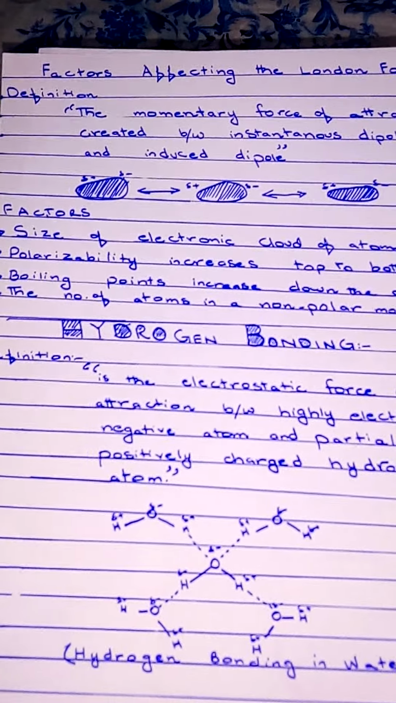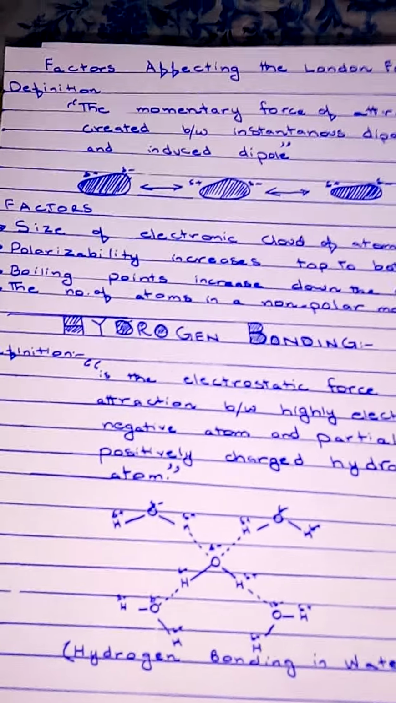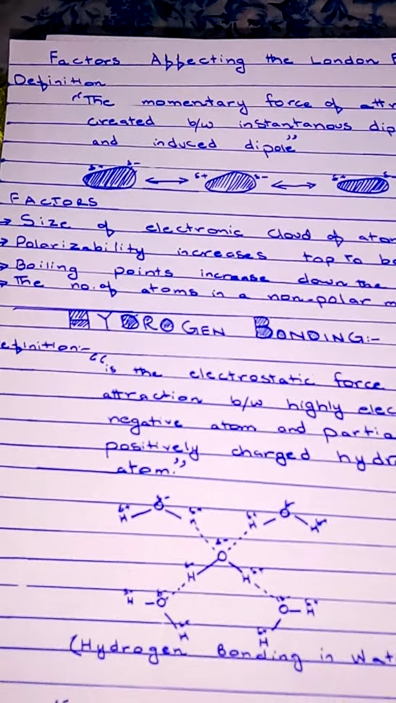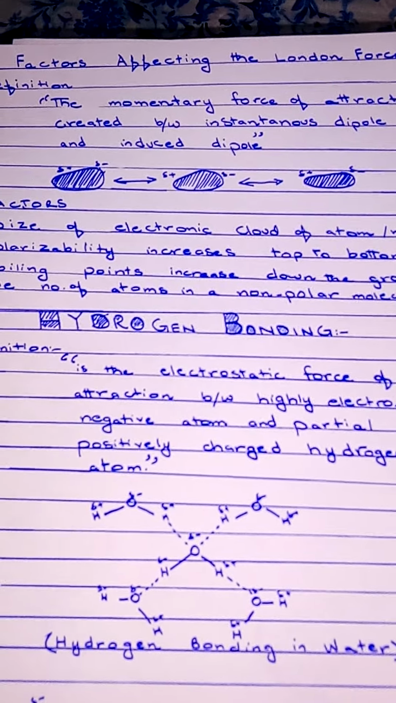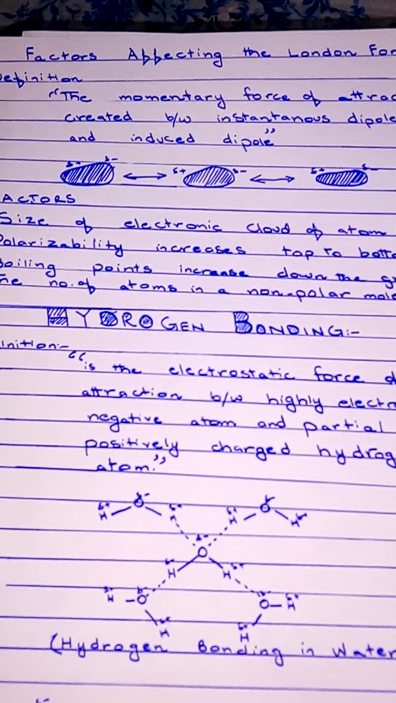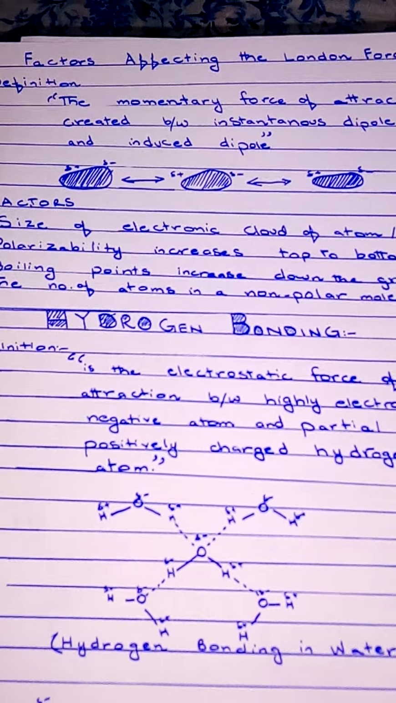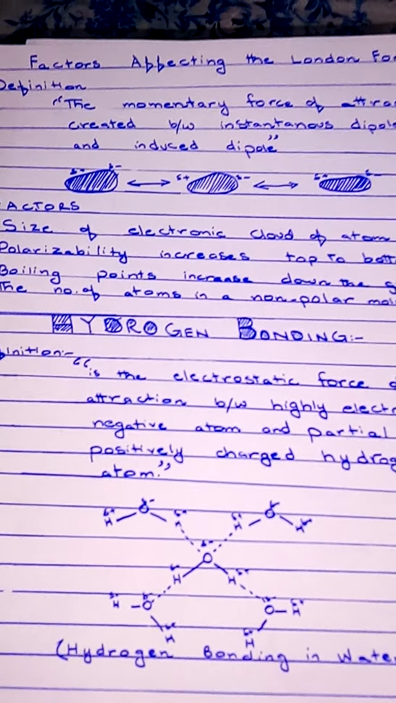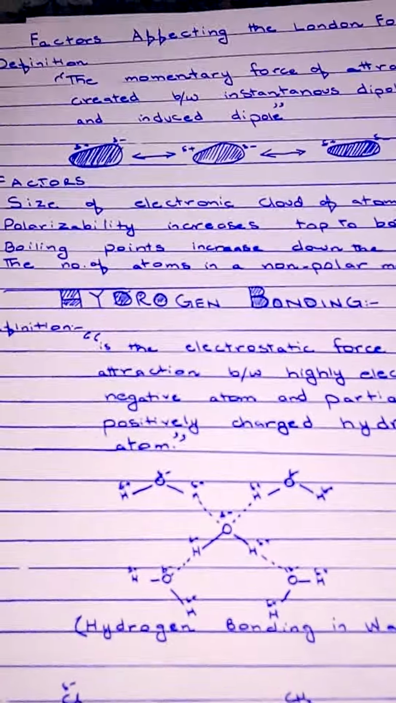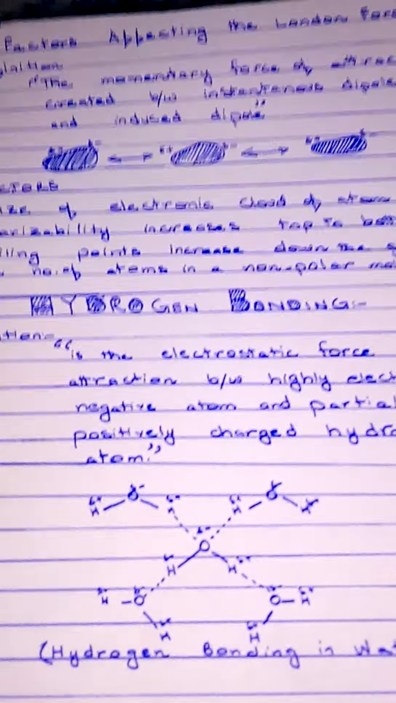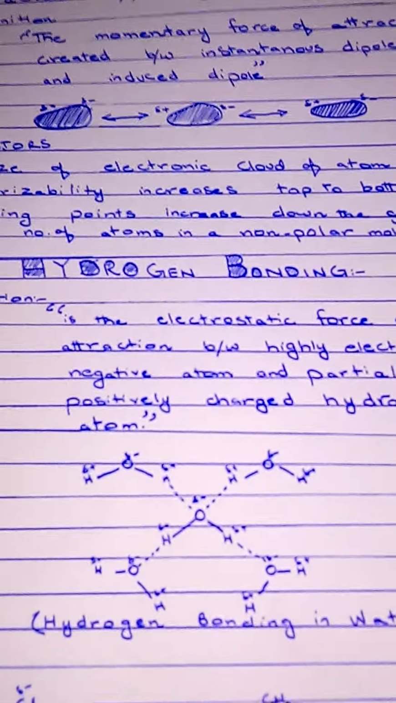Compare the length of chain for C2H6 and C6H14. They have the boiling points minus 88 and 68.7 respectively. This means that molecule with a large chain length experiences stronger attractive forces. The reason is that longer molecules have more places along its length where they can be attracted to the other molecules. Okay students, this was the topic factors affecting the London forces. Now we will move towards the next topic, hydrogen bonding.